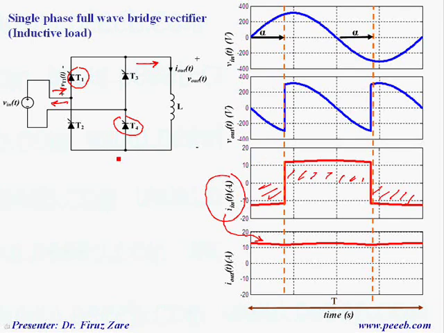And in high power applications, if the load current is significant, very large, that means we inject significant current into the power system, and that's why we need to control the current. We need to control the harmonics.